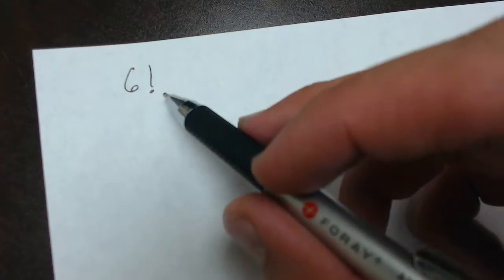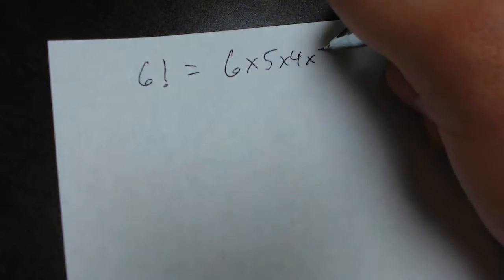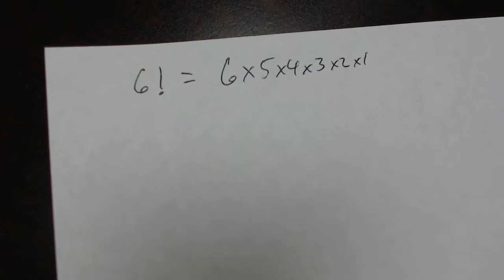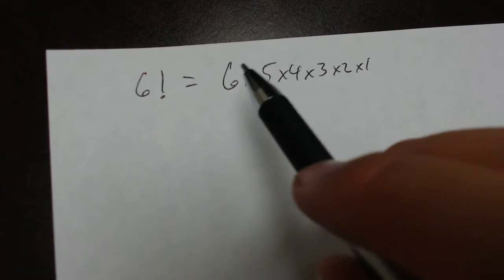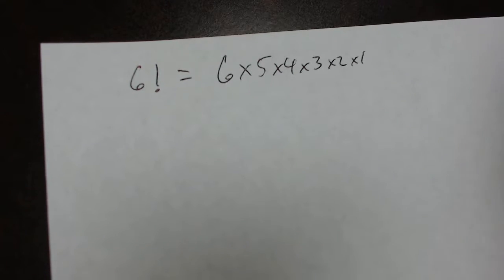So we should remember from our lesson that when we write a factorial, like 6 exclamation point, and yes, that's it, just an exclamation point, that means factorial. All that means is 6 times 5 times 4 times 3 times 2 times 1. That's all factorial means. You take the number and multiply it by each number until you get all the way down to 1.